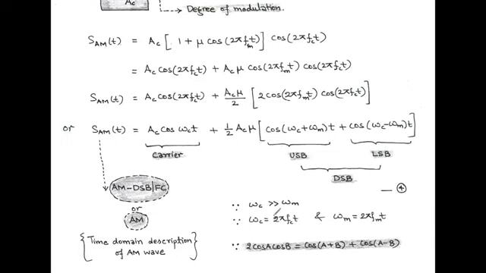Here we note a point, since for a modulation process we require two signals, that is a message signal which is a low frequency signal and a carrier signal that is a very high frequency signal. So when we apply this formula, omega_c is very much larger than omega_m. So in the second term, that is for LSB, we always write omega_c minus omega_m. And this is called the time domain description of the AM wave.